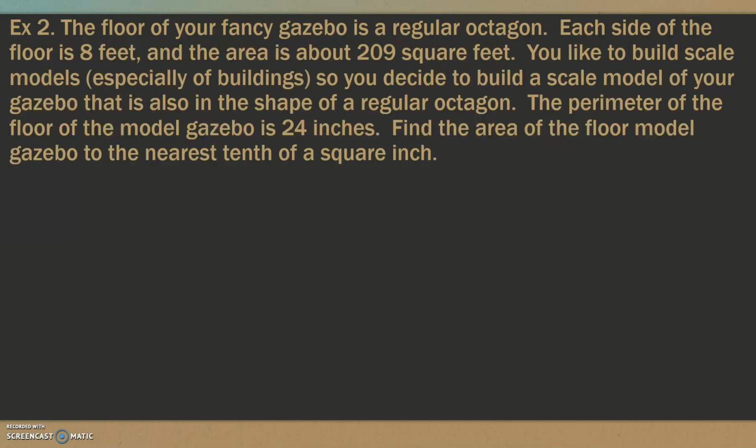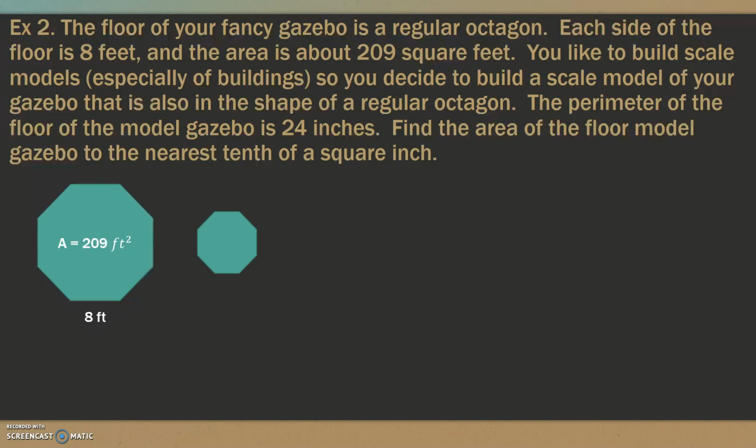Okay, so let's again draw pictures. So I got my big one. I know that its length is 8 feet. And I know its area is 209 feet squared. Again, I'm getting myself a visual. Then I have a smaller one. And the only thing I know about that is that the perimeter is 24 inches. So as you can see, based upon this, and this, I don't have anything that's in common.